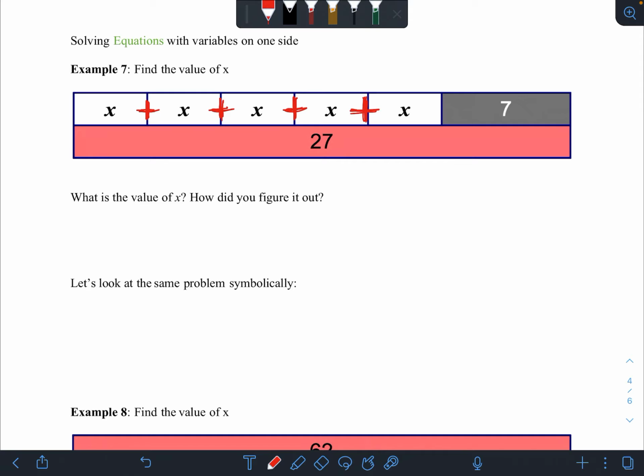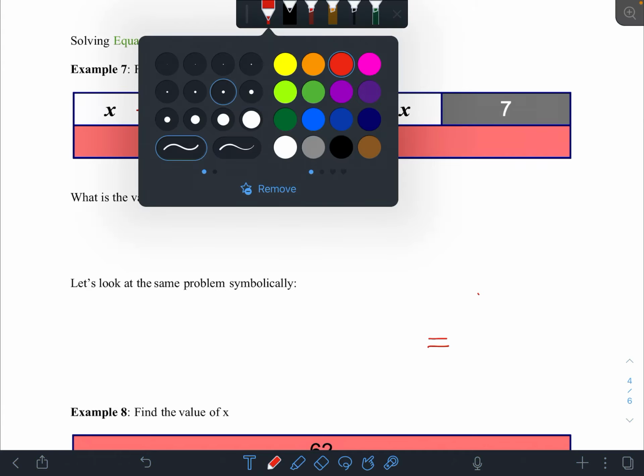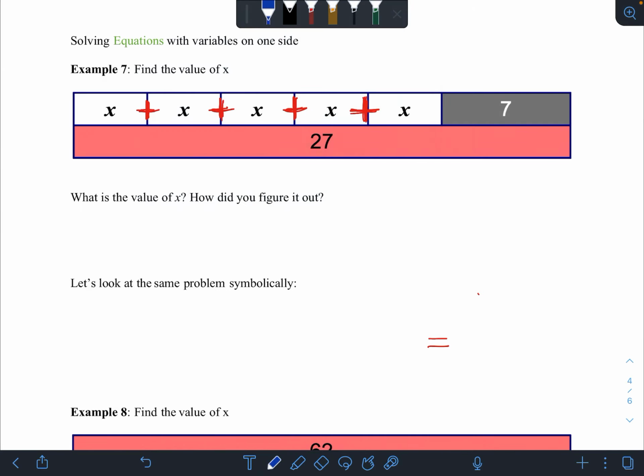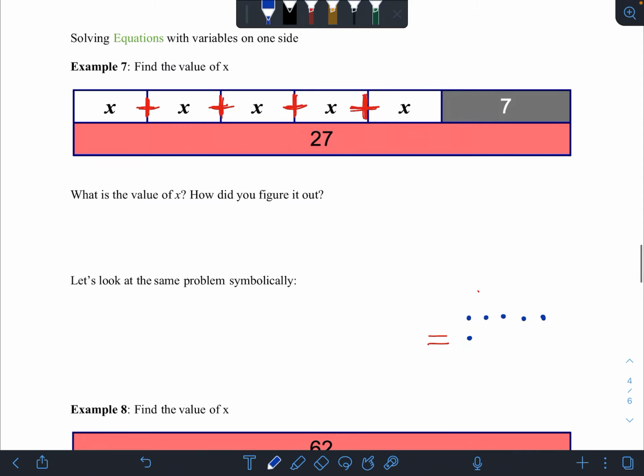Talk with your group. Take a moment and pause and see if you guys can figure it out. But let's look at this mathematically, what actually is happening here, okay? We have on the right side of our problem 27 dots. 1, 2, 3, 4, 5, 6, 7, 8, 9, 10, 11, 12, 13, 14, 15, 16, 17, 18, 19, 20, 21, 22, 23, 24, 25, 26, 27, right?